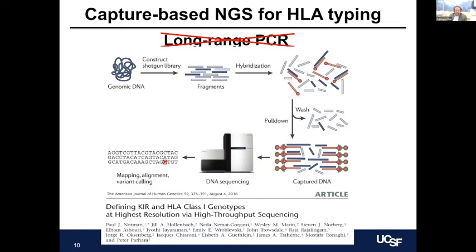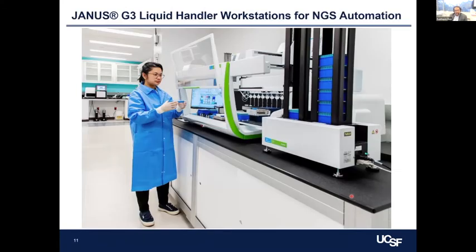Molecules can be captured with the magnetic beads, so that you can pull these HLA genes and sequence them using next generation sequencing. So this has been commercialized. We have been using this in our bone marrow transplant world, and now we are adapting this automation so that it can handle thousands of samples.